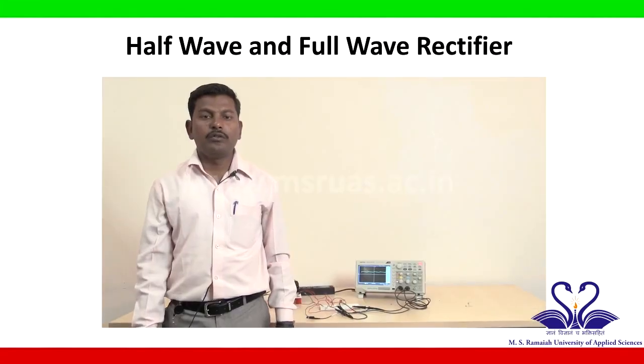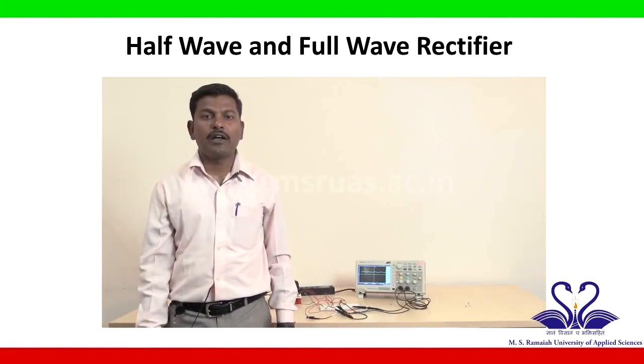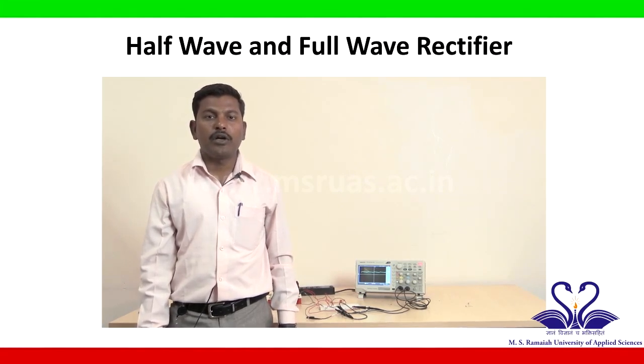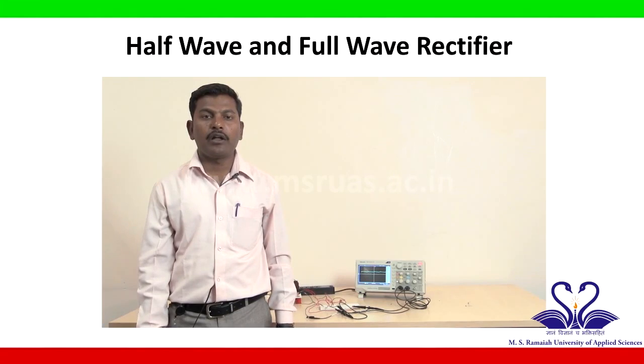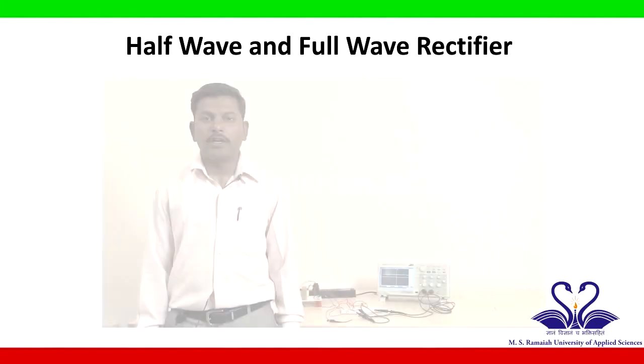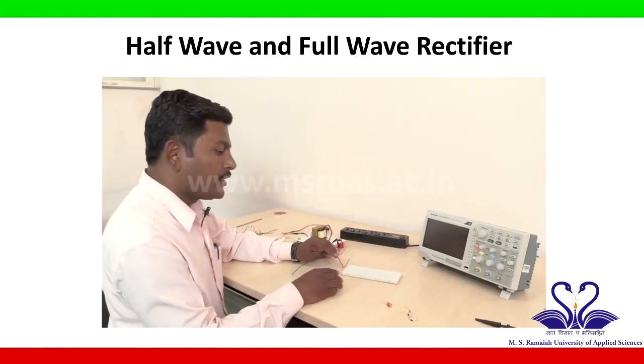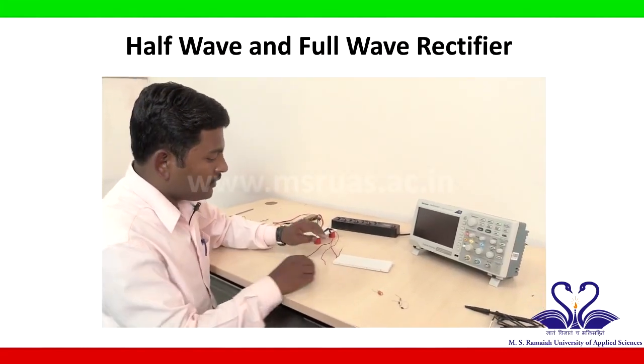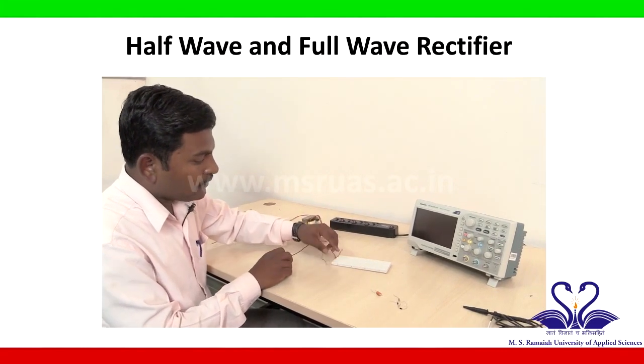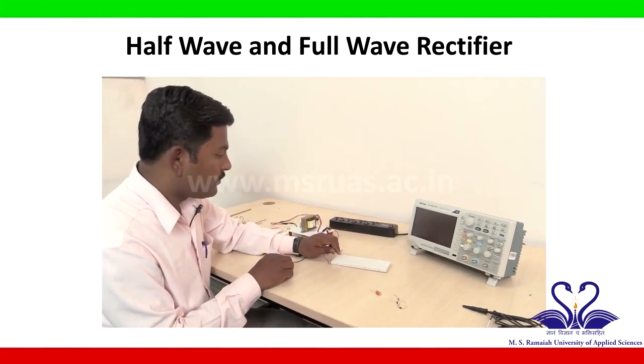Now we have finished the half wave rectifier circuit connections with filter and without filter. We have observed the output waveform and also noted the output peak voltage. Let us begin with the circuit connection for a full wave rectifier without filter. Remove the complete circuit connections which we have done for the half wave rectifier. Now I will start the circuit connection for a full wave rectifier without filter.